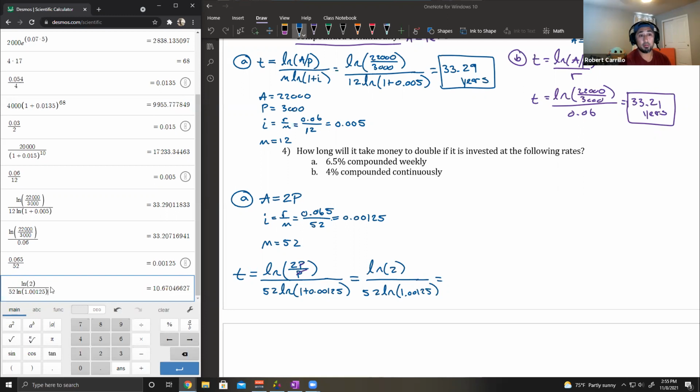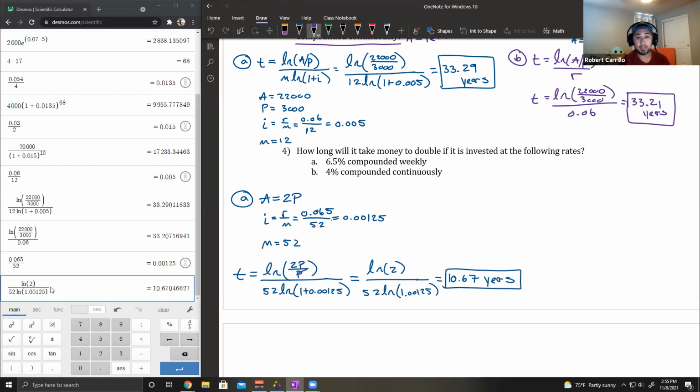And whatever money we had, if we wanted it to double at 6.5% compounded weekly, it would double in 10.67 years. Okay, and that is compounded weekly.